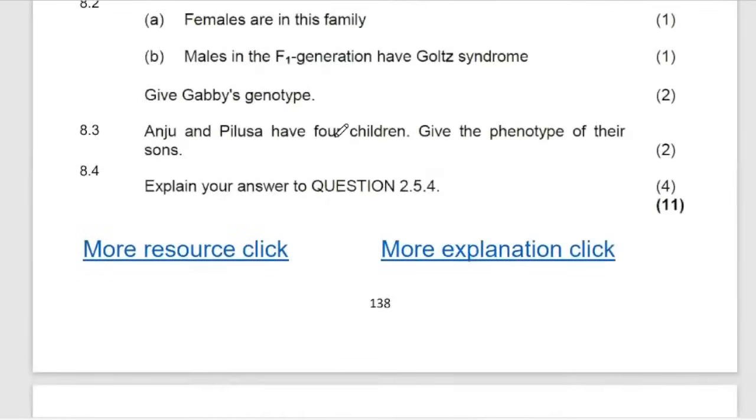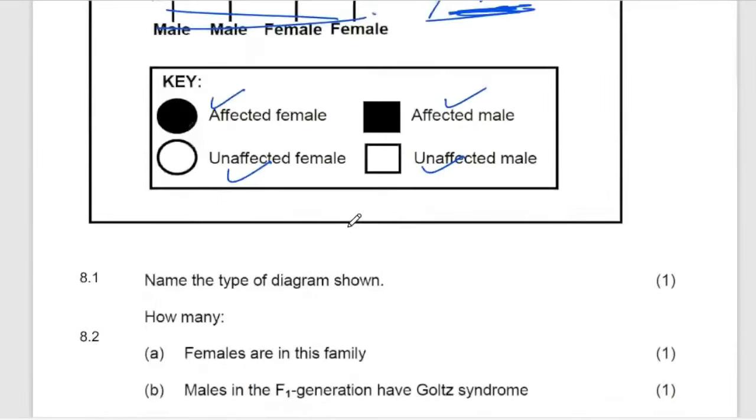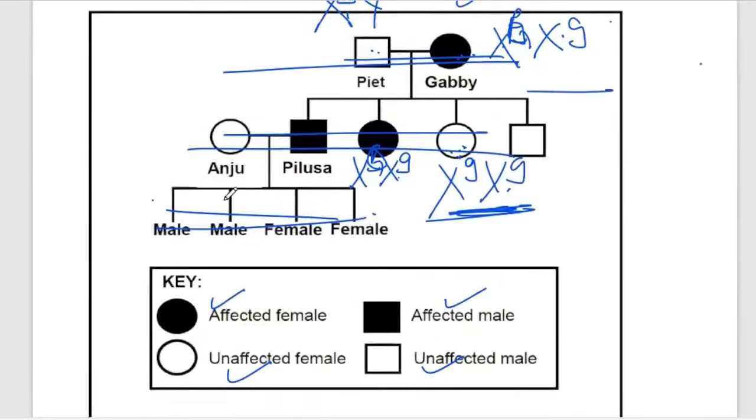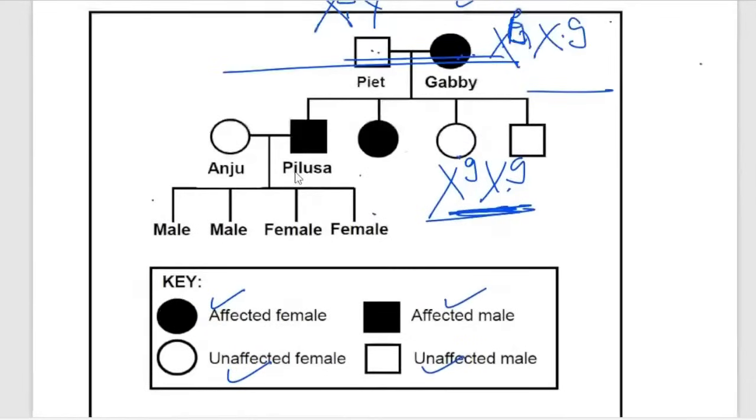Anju and Pirusa have another, 4th child. Give the phenotype of their sons. Remember, this is caused by a dominant allele. The moment it is caused by a dominant allele, it is easier to find. For the case of the son, remember this one, son, son.